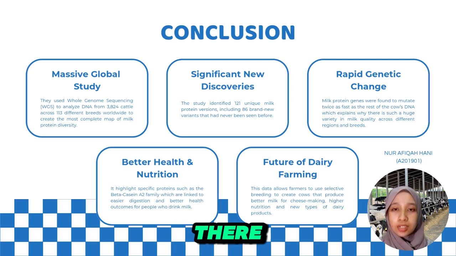First, because there are major health and nutrition benefits. Their findings help identify cows that produce the A2 milk family, which is linked to better digestion and fewer stomach issues for people. Second, we think that it's a big win for the dairy industry because they found specific proteins like kappa-casein, which are the gold standard for making cheese because they help the milk clot better and can increase the yield. So basically, this data gives us a map to produce better milk for everyone.